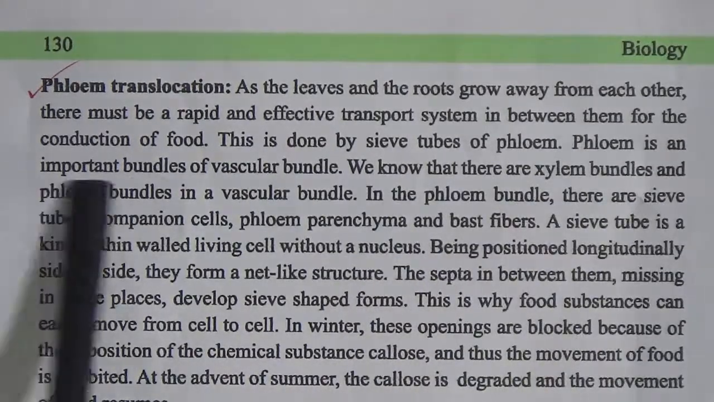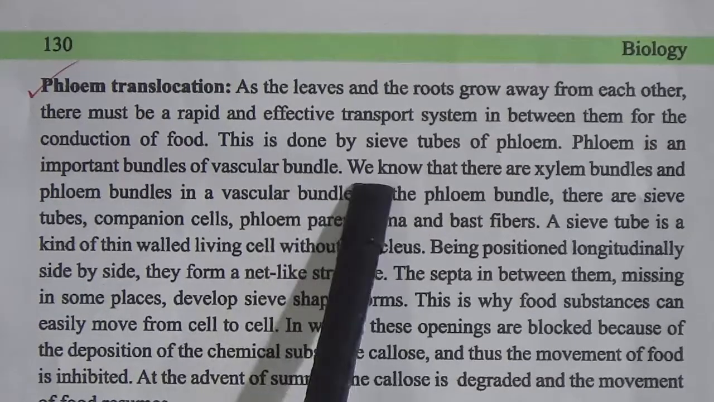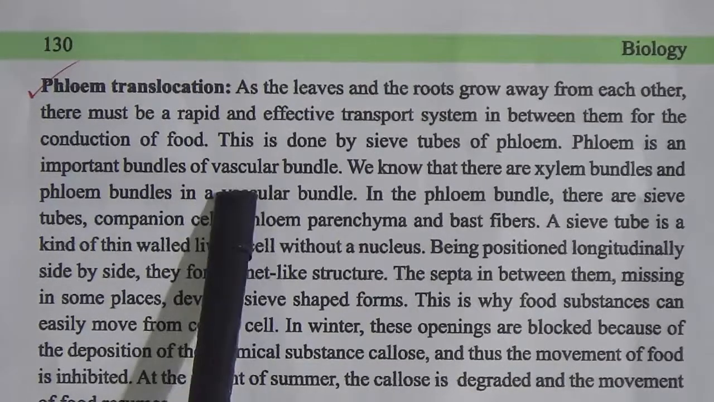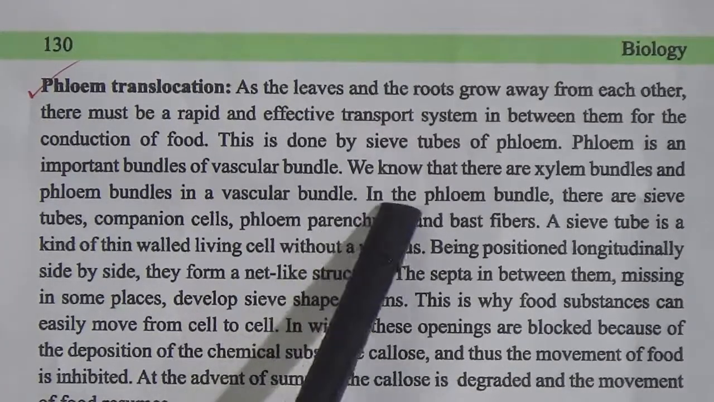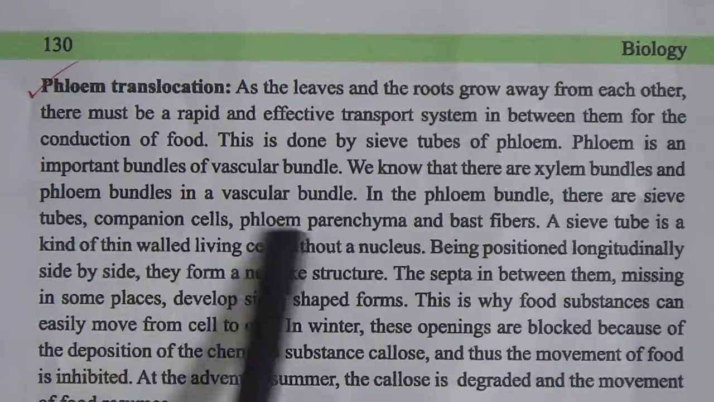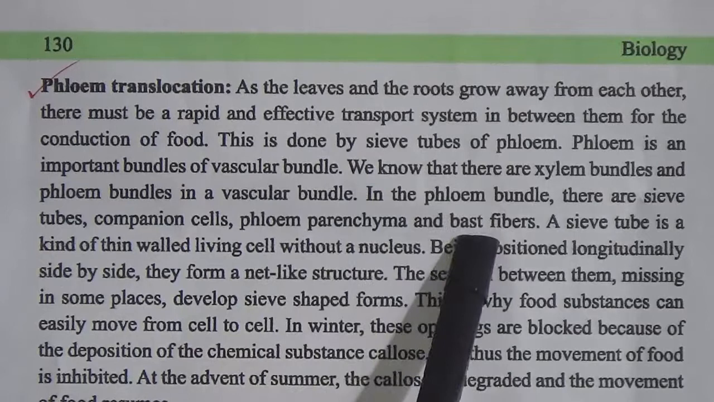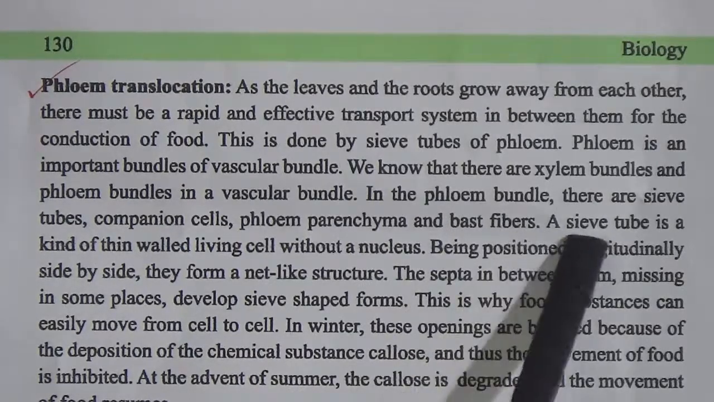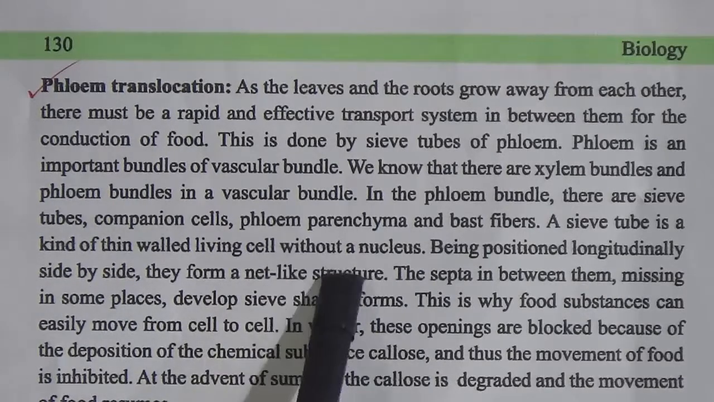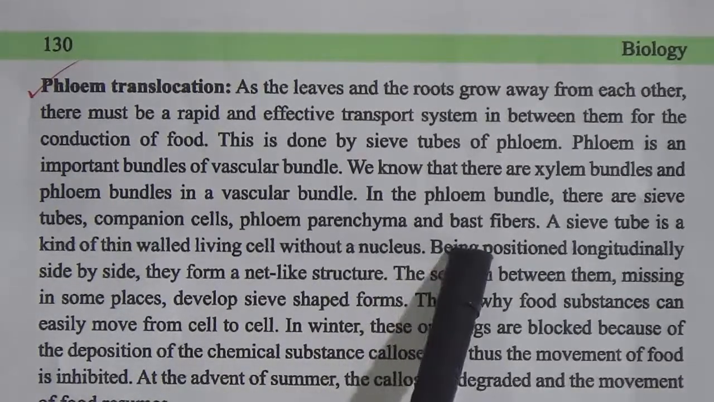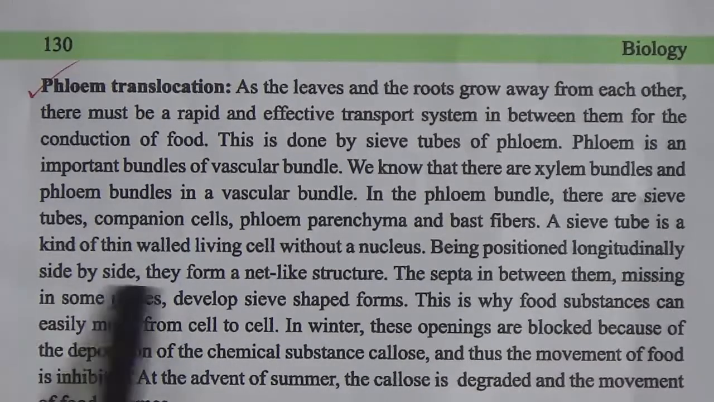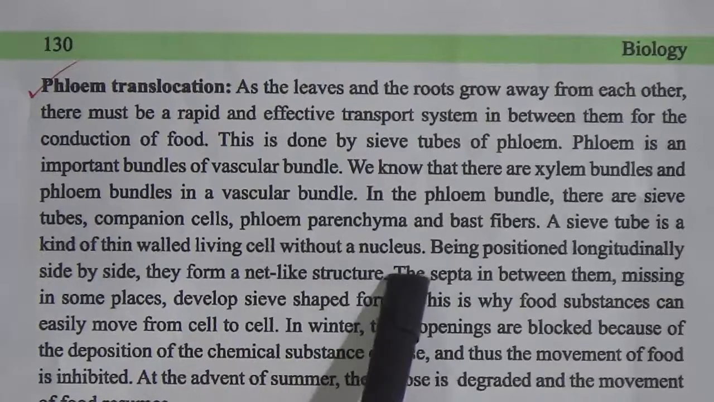Phloem is an important vascular bundle, and we know that the xylem bundle and phloem bundle are in a vascular bundle. In the phloem bundle there are sieve tubes, companion cells, phloem parenchyma and bast fiber. A sieve tube is a kind of thin-walled living cell without a nucleus, and being positioned longitudinally, side by side, they form a net-like structure.